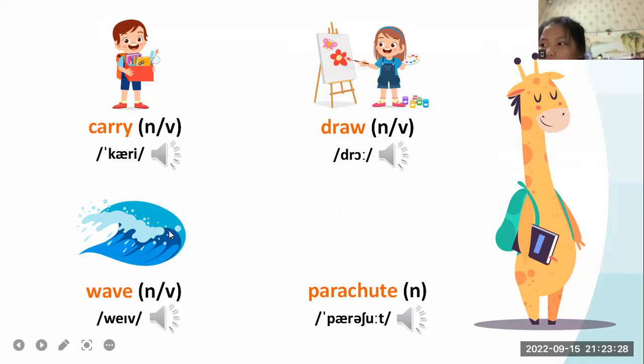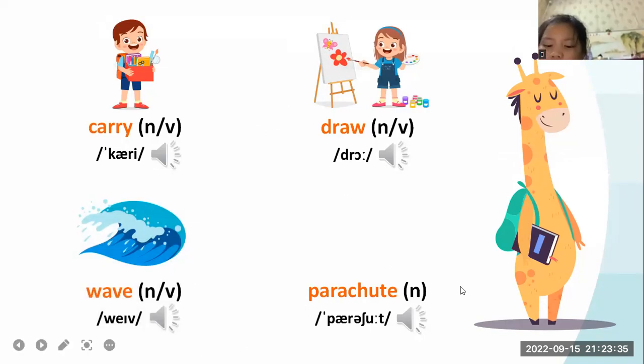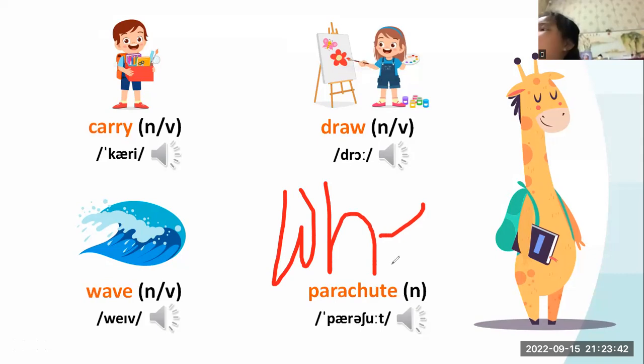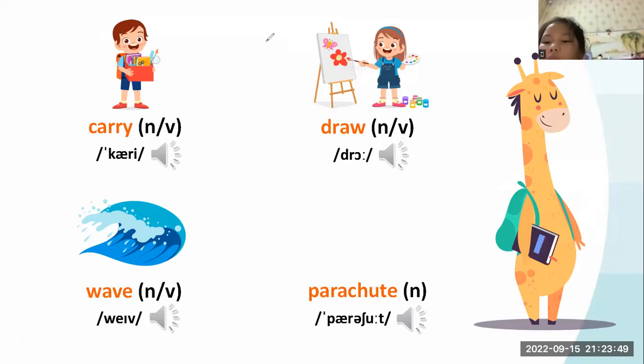You say wave. Wave. Where can you see a wave? I can see a wave on the beach. Very good. What do you do with wave, Elsa? I jump to the wave. Very good. That's what I do also because I like playing with the waves. Do you know how to surf? Surfing? No. Okay.